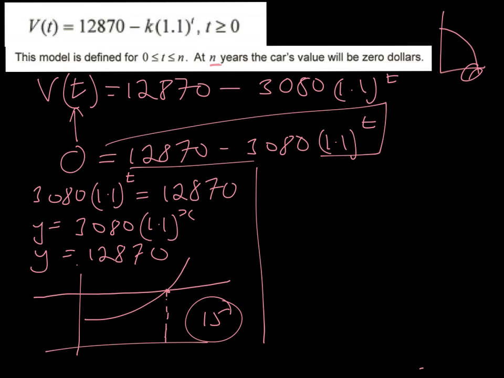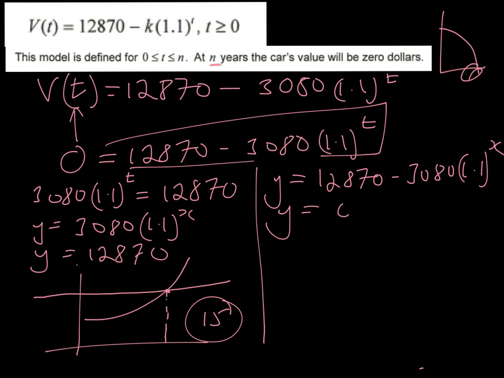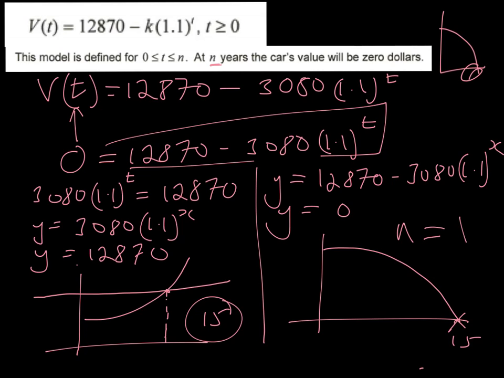The other way you could have done this is to plot this function. We know this is a decreasing function, so you could have plotted in your calculator straight away 12,870 minus 3,080 times 1.1. Again, it still needs to be to the power x. Then you could have typed in the second graph, which is y equals 0. If you've done it this way, you've got the decreasing function, and y equals 0 is the x-axis, so you can find it. Either of those ways will give you the answer to the last question in paper 1, which gives you n equals 15 years.